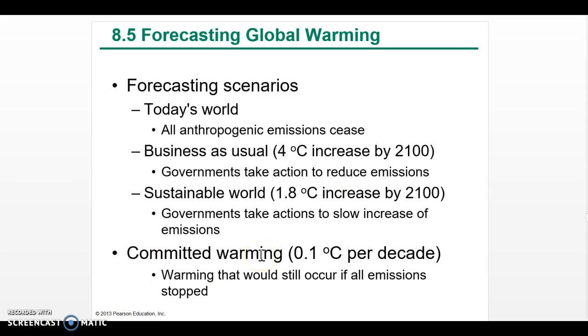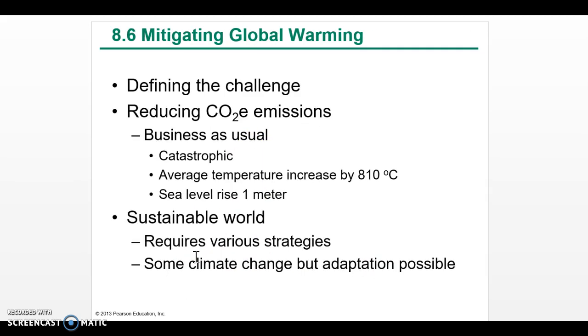And under the current presidential administration, I see no signs of a committed warming. What I see is business as usual. So we'll definitely see an increase.